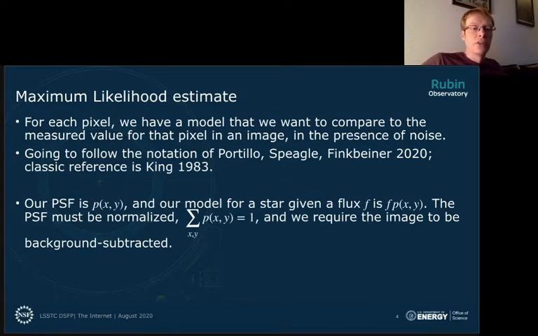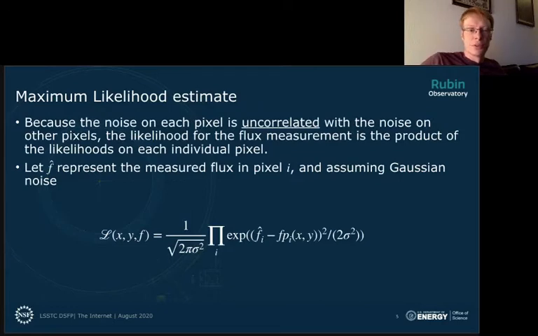Because the noise on the pixels is uncorrelated, we can compute the likelihood for each individual pixel and then just take the product to get the measurement for the entire set of pixels that we think the object is sitting on. So we'll make f hat be the measured flux. Don't think of the hat as being an estimator. Think of it as a noisy realization of the flux.